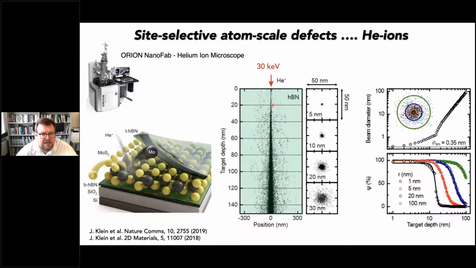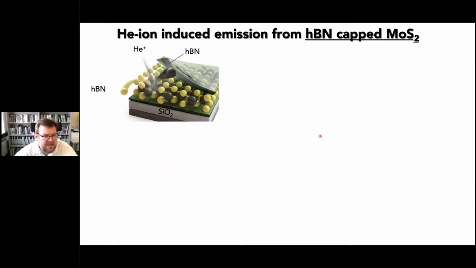So you can locally, if you like, deposit energy and generate secondary electrons, which have a high kinetic energy. This is a 30 keV helium ion, and all of this energy gets dumped into secondary electrons in the vicinity of this focal volume. Few nanometer lateral resolution, and the question is, what does it do? Well, it does something interesting.